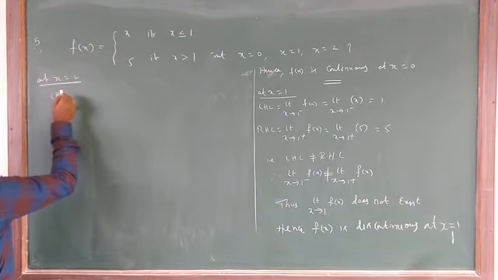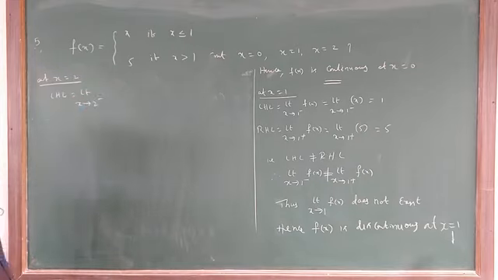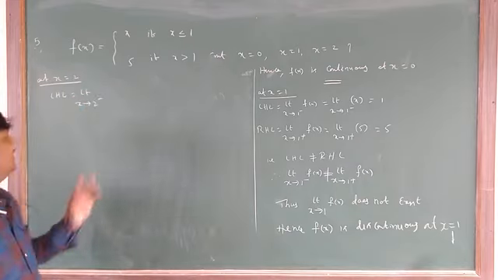So let's see. Left hand limit, x tends to 2 minus. First, we are finding the left hand limit at 2, so limit as x tends to 2 minus of f of x.